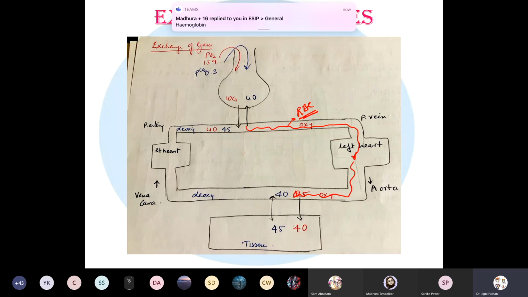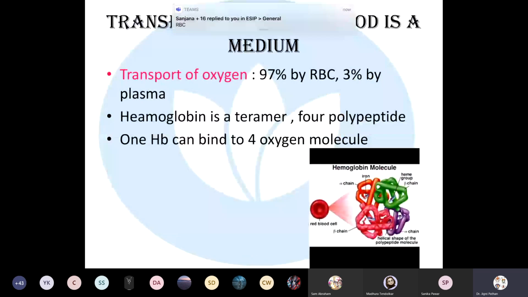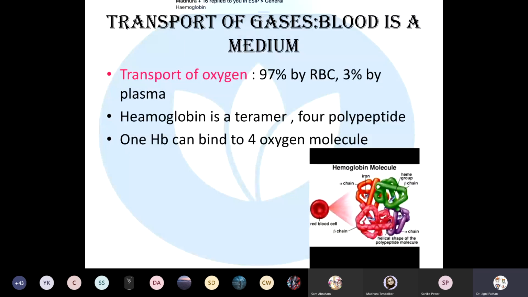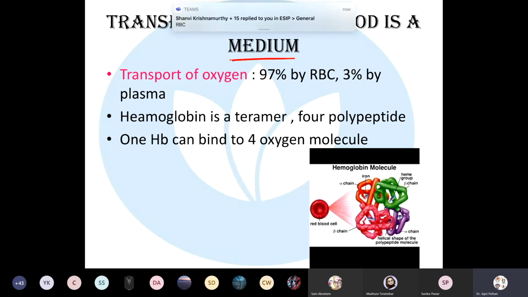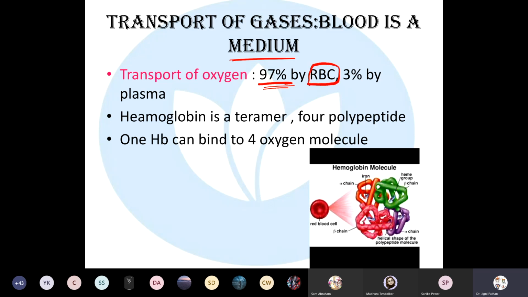So now we need to study about this. We have already studied about the RBCs in the previous class. Just with the revision, we'll do transport of gases. Blood is a medium. Oxygen is transported 97% by RBC and 3% by plasma. Important question. They'll ask you what are the ways that oxygen is transported. One is by RBC and the other by plasma. But most importantly, 97% is by RBC.